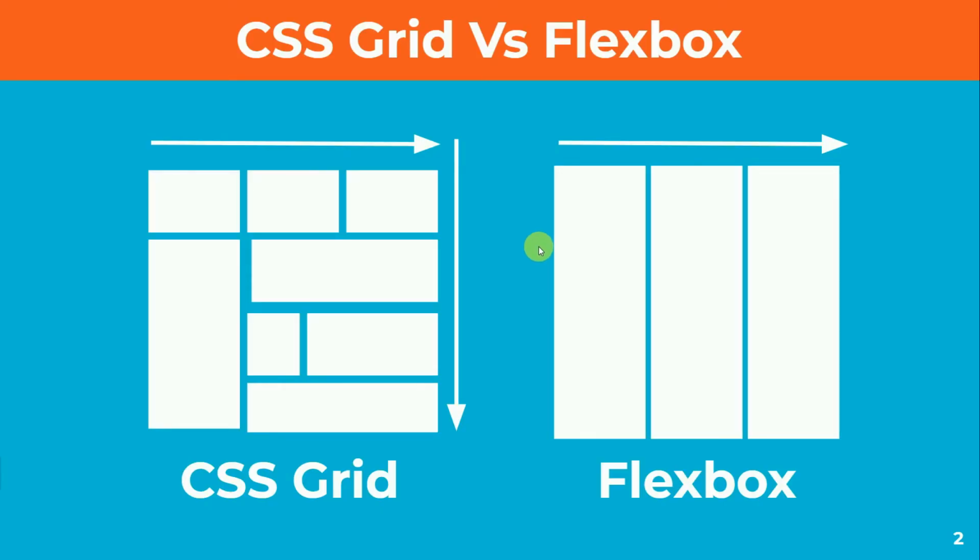So this is a simple comparison between a CSS grid and a Flexbox. As you can see on the left hand side, there it is a grid, CSS grid. So basically the main difference between Flexbox and the CSS grid is that in a CSS grid you can work with the rows and columns simultaneously. So there are two directions to work in the CSS grid.